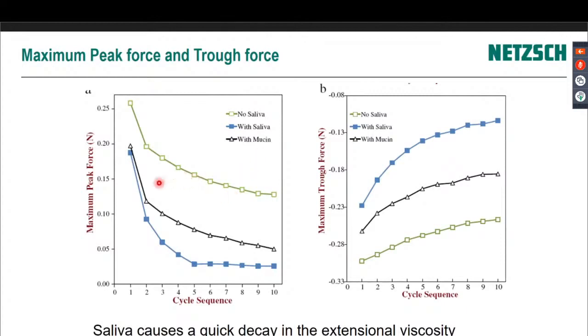You can have artificial salivas. And with mucin, you see it does actually work somewhat. It breaks the sample down with repeated cycles. Obviously, with saliva, it's the best. And it breaks right down in maybe 5 cycles.